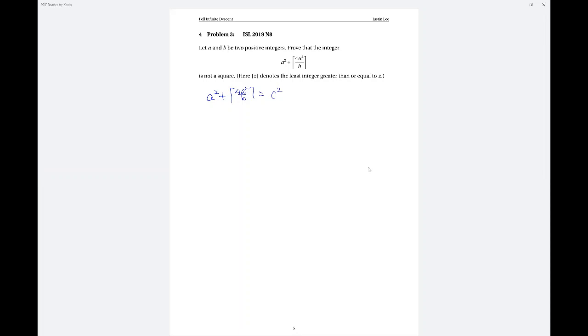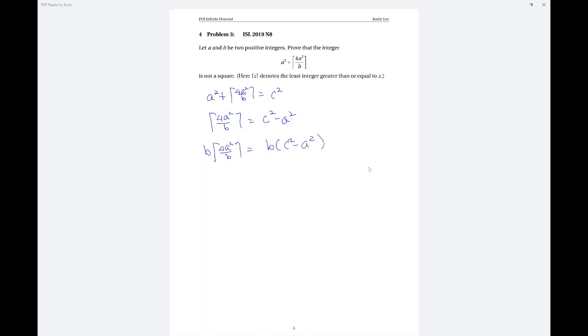Ceiling is a bit messy. We don't quite know how to deal with ceiling. But what we can do is say the ceiling of 4a squared over b equals c squared minus a squared. This number here is slightly larger than 4a squared over b, but not by that much of a margin. So to be precise, let's multiply b by both sides. So we have b times the ceiling of 4a squared over b equals b times c squared minus a squared.